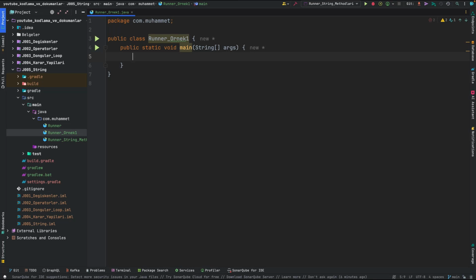Now, let's start with a simple example. Let's say there's a user login on a website. And what do you need to be able to log in? You need a username and password. You get this from the user, and if the username and password are correct, you've logged in. If not, your username or password is incorrect. Let's try to set up a structure like please try again. Let's see how we'll do it.